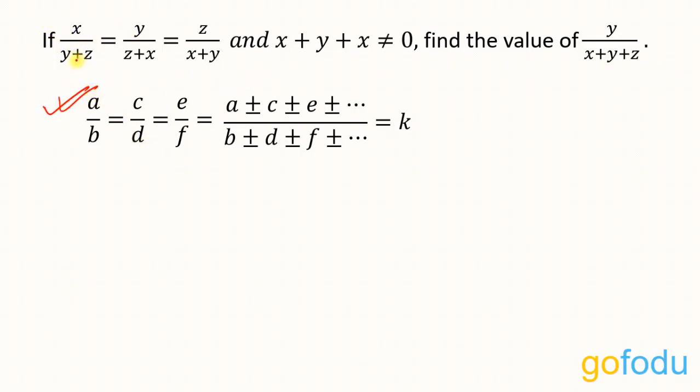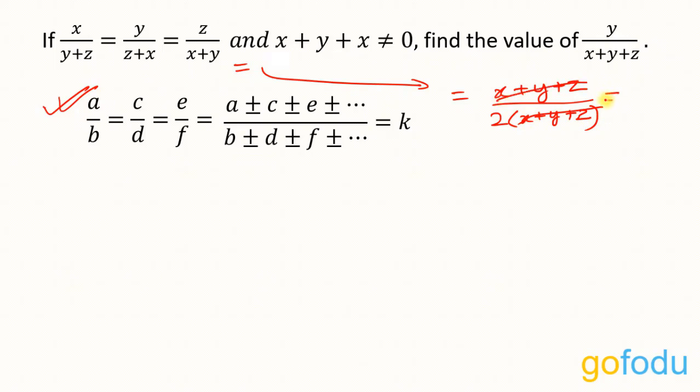So we can use this property. x upon (y + z), this ratio is equal to this ratio is equal to this ratio, which will be equal to sum of numerators, I am writing it here. This will be equal to (x + y + z) upon sum of denominators, (y + z + z + x + x + y). This would be 2 times (x + y + z). This whole will get cancelled and we'll get 1 upon 2. So y upon (x + z) is equal to 1 upon 2. This means (x + z) upon y is equal to 2 upon 1.